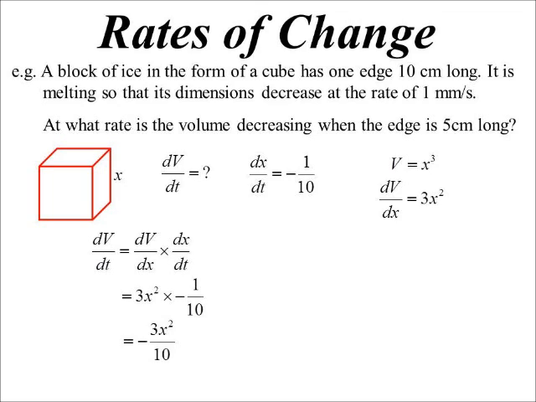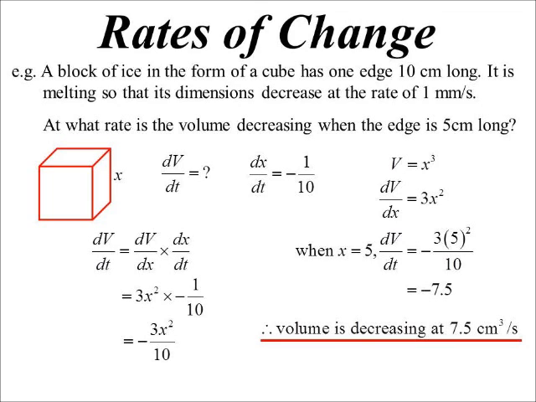I come up with a formula for the rate of change of volume with respect to time. I just need to substitute in the length of the edge of the ice cube to come up with the answer. Well, they want us to know when it's 5 centimetres long. So if I sub in x equals 5, we get our answer of minus 7.5. So I now know that the volume will be decreasing and the units would be centimetres cubed per second in this one.